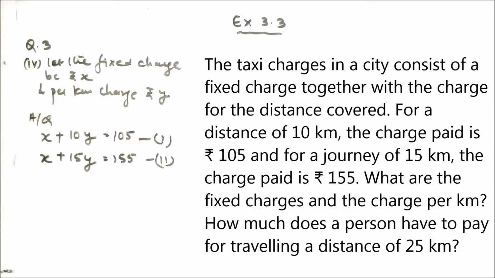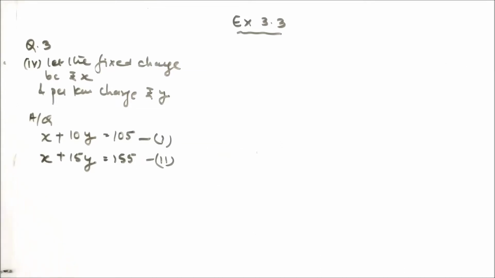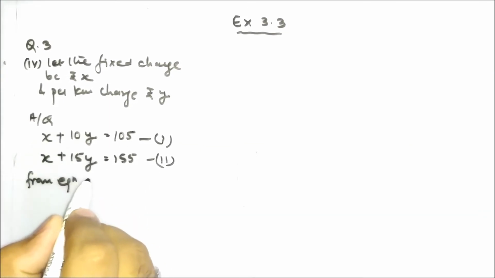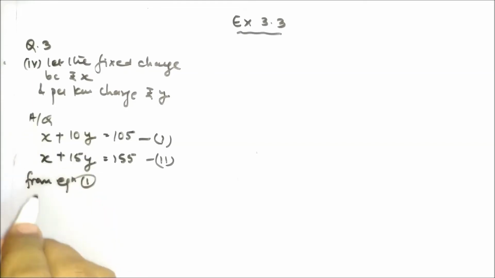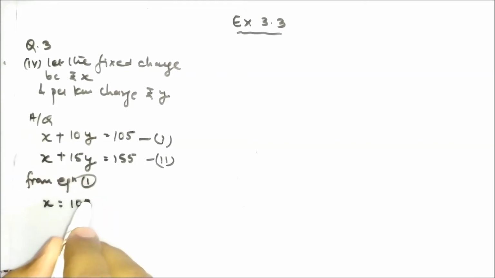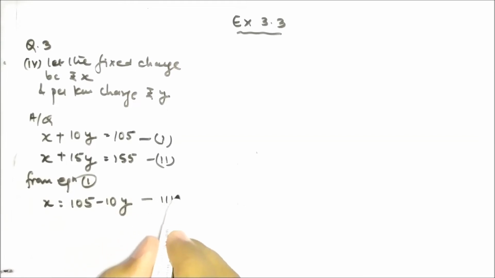Again, what we have to do, we have to select either the first or second equation and get the value of one variable in terms of the other. So now here we are selecting equation number 1 to get the value of x in terms of y. So from equation 1, x will be equal to 105 minus 10y. This will be your equation number 3.